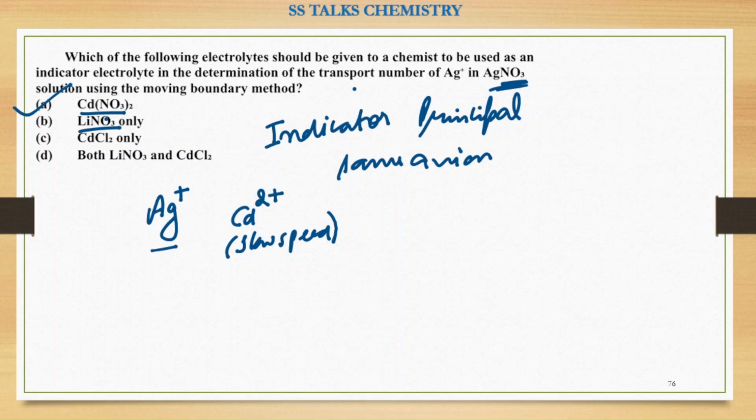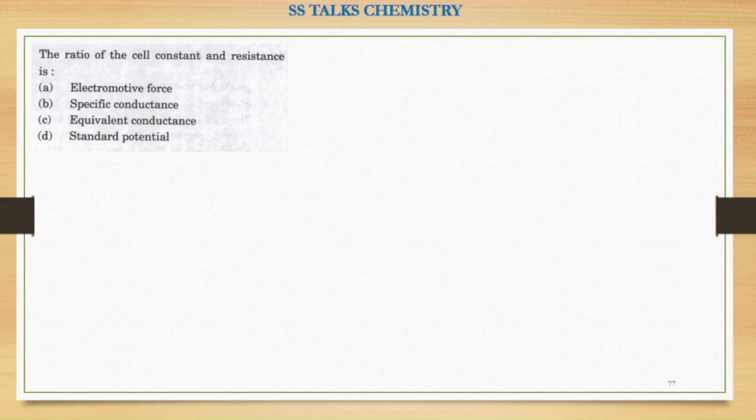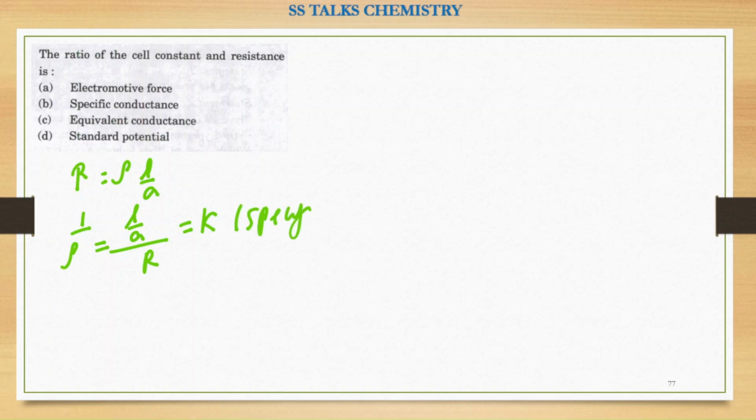Okay. Next one we have is this question. It says the ratio of the cell constant and the resistance is which of these? So we know R is equal to rho L by A. The ratio of the cell constant, this is my cell constant, that is L by A, to that of the resistance, is going to be equal to 1 by rho, that is nothing but the conductivity or the specific conductance. So this is your specific conductance. That is given to us in the option B. So B is the correct answer for this one.